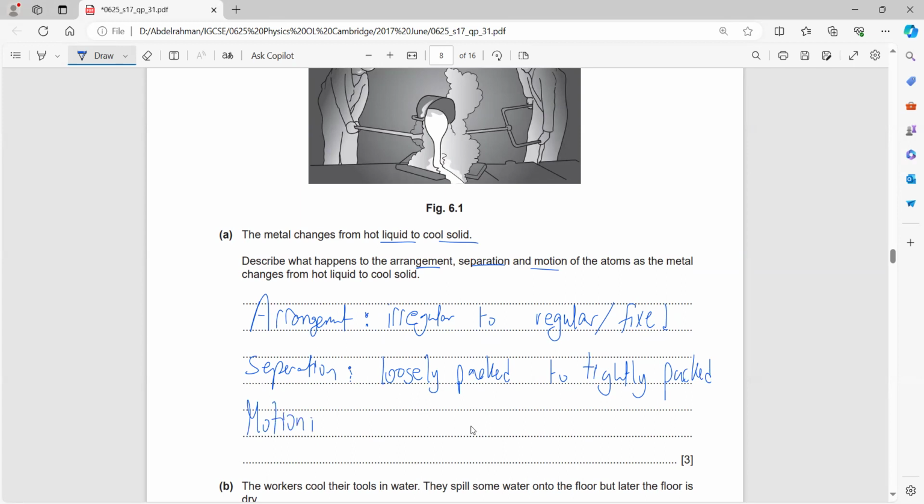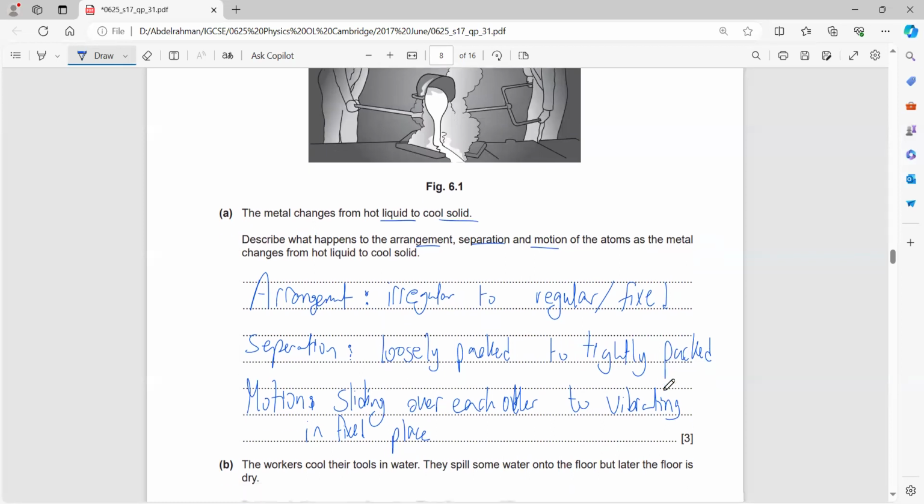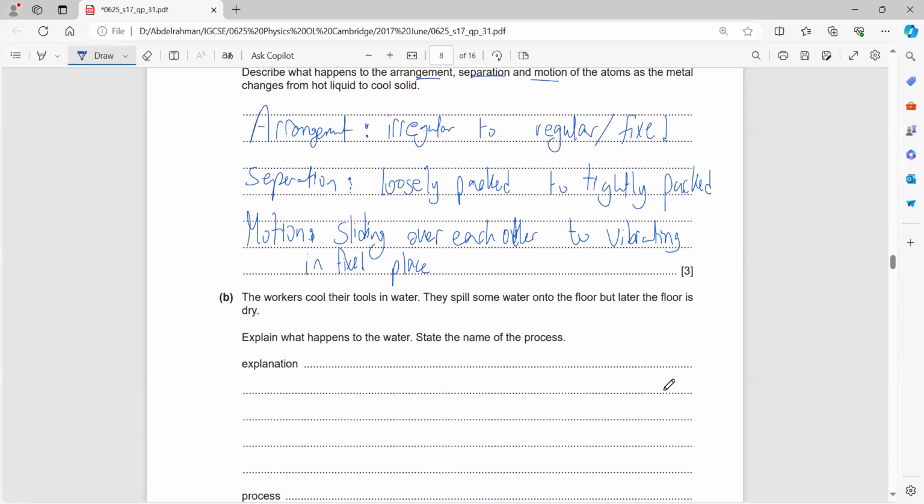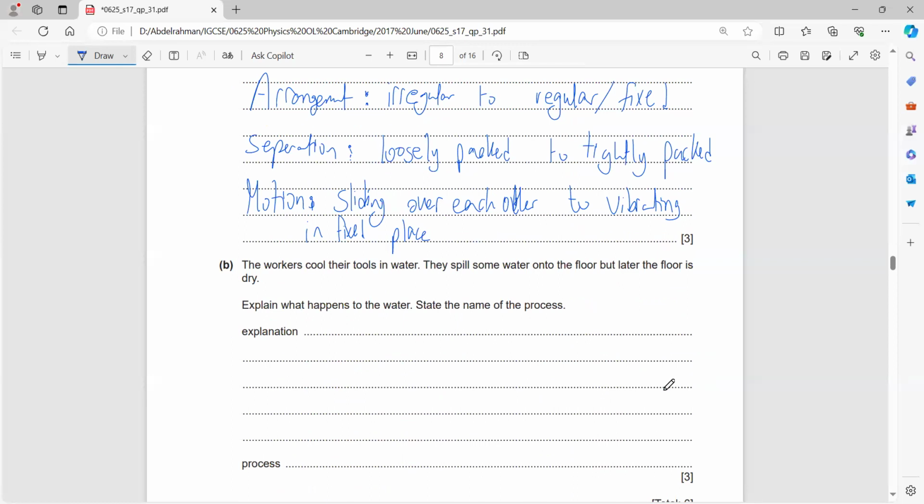What about the motion? That's easy. We know the motion of the liquids. The motion of the liquids was sliding over each other, to vibrating in a fixed place. Good. Any questions? You don't have to say fixed place, but vibrate in place.